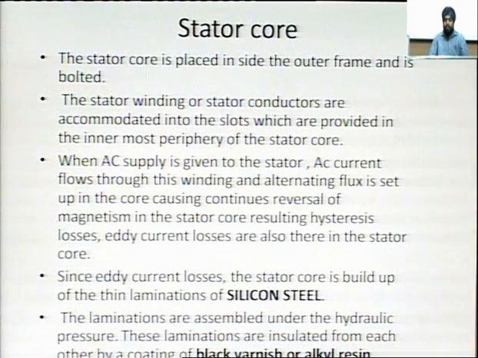The laminations are assembled under hydraulic pressure. These laminations are insulated from each other by a coating of black varnish and alkyd resin varnish. So again, the stator core forms the magnetic circuit of the motor. So the material selected for the stator core should have less hysteresis losses and less eddy current losses. So we use silicon steel for the construction of the stator core.